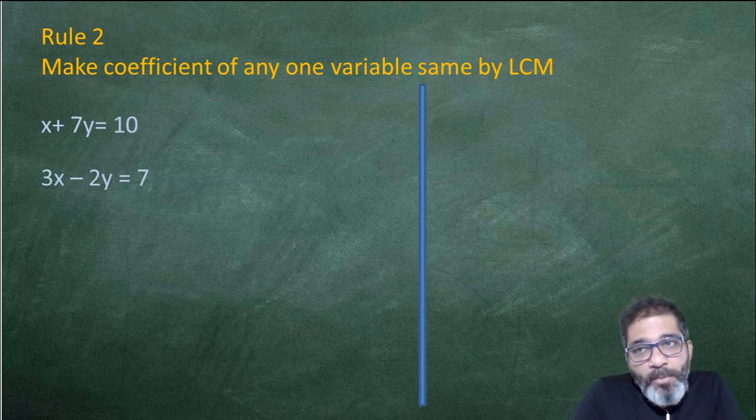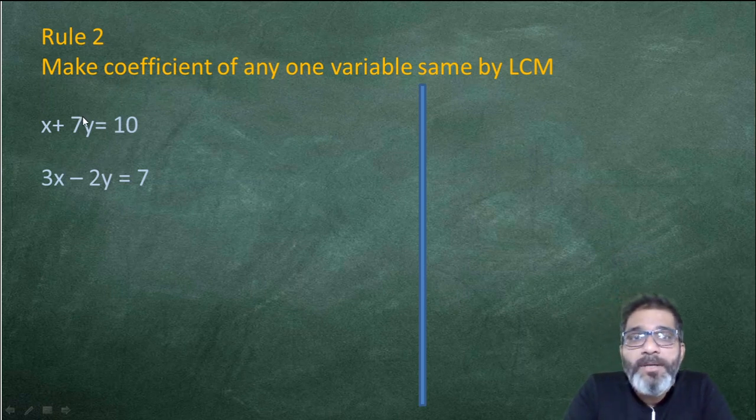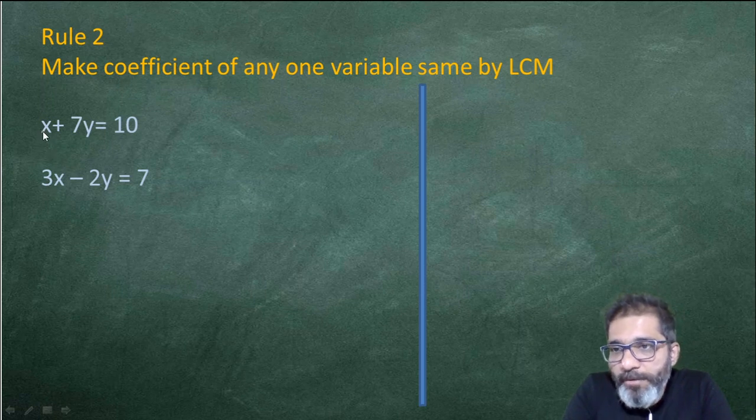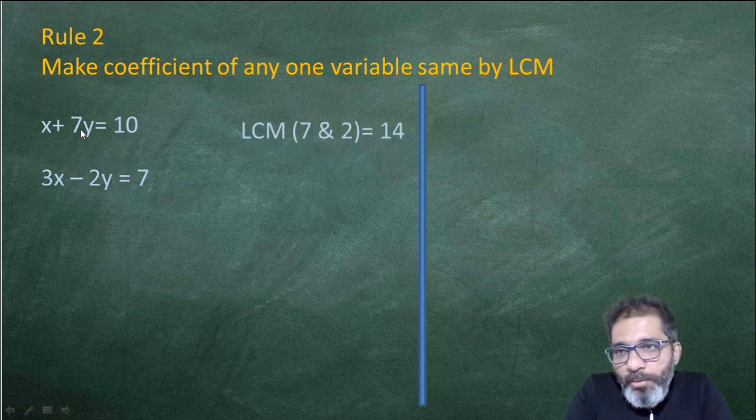Now in rule number 1, if you see here, the coefficients were same. Now if I take the coefficient of y, this is 7 and this is 2, it is not same. So you cannot add or subtract as we did in rule number 1. First we have to make the coefficients same by doing LCM. First you have to decide whether you want to make the coefficients of x same or the coefficients of y same. Here I have decided to make the coefficients of y same, so I'll take the LCM of 7 and 2. The coefficients of y are 7 and 2, the LCM is 14.